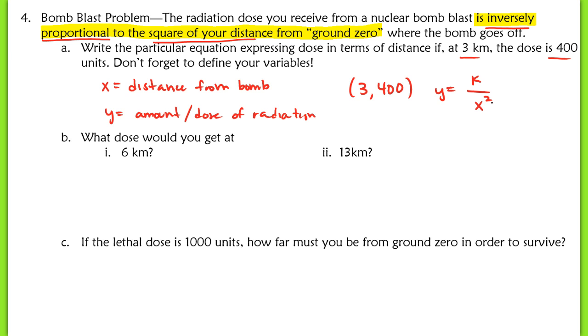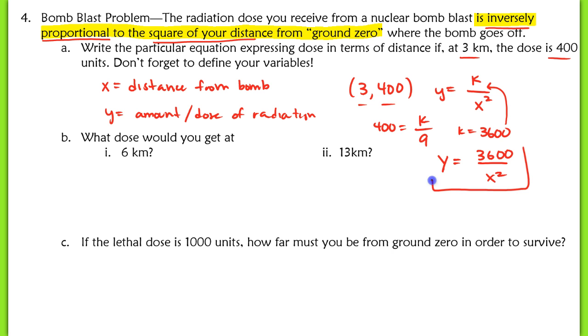Now I need to find the actual k value, and I'm going to do that by plugging in the coordinate 3, 400. So I have 400 is equal to k over 3 squared. So then to solve for k here, I multiply by 9 and I get k equals 3600. Now this is not the final product here, because I want to write the particular equation by plugging that k value back in. So my particular equation is 3600 over x squared.